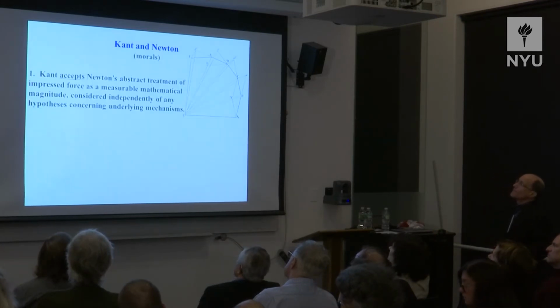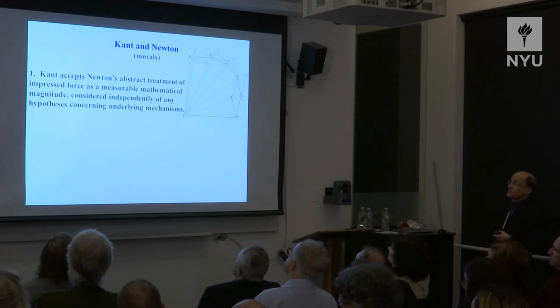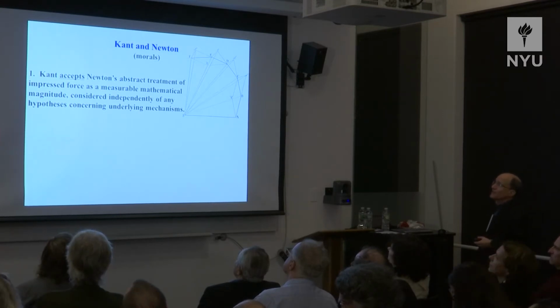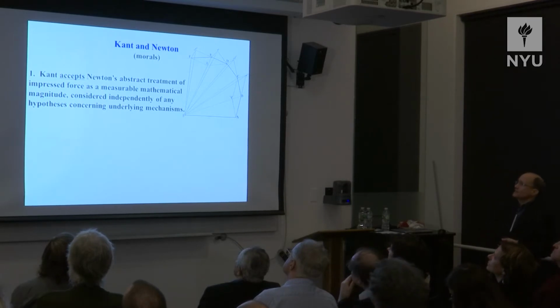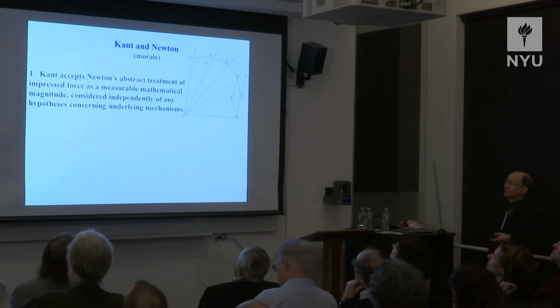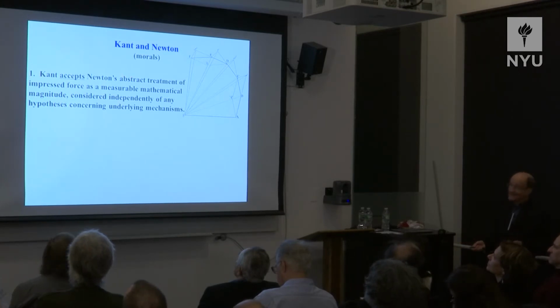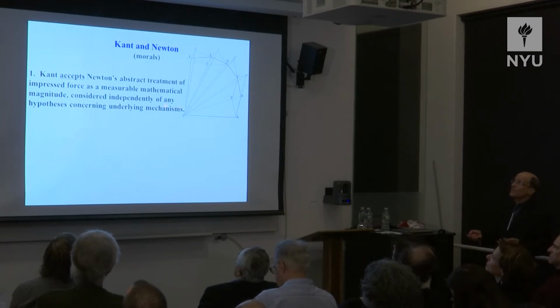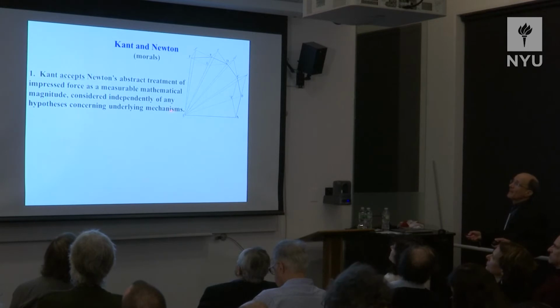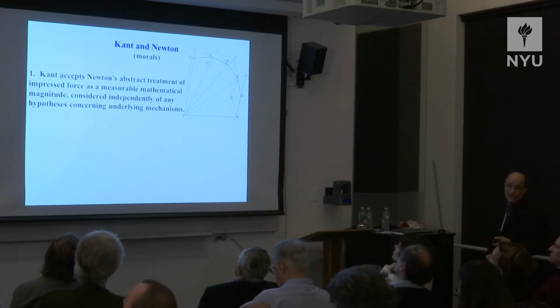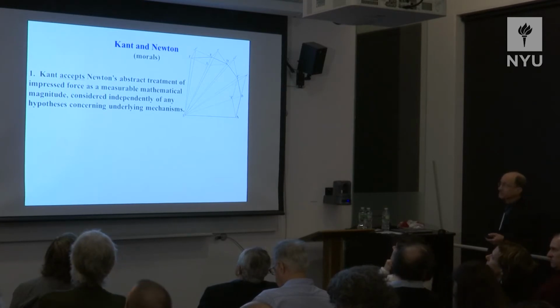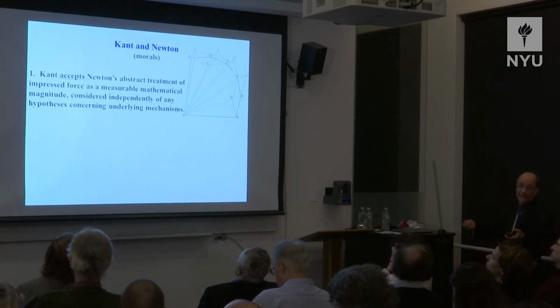So I say Kant accepts Newton's abstract treatment of impressed force as a measurable mathematical magnitude considered independently of any hypotheses concerning underlying mechanisms. And what I mean by abstract is not, of course, that it's an abstract mathematical entity. No, it is a physical, theoretical quantity, that is force. And we abstract from, though, further explanations of how that force is working. That's the abstraction. Until we have a way of measuring what that might be.